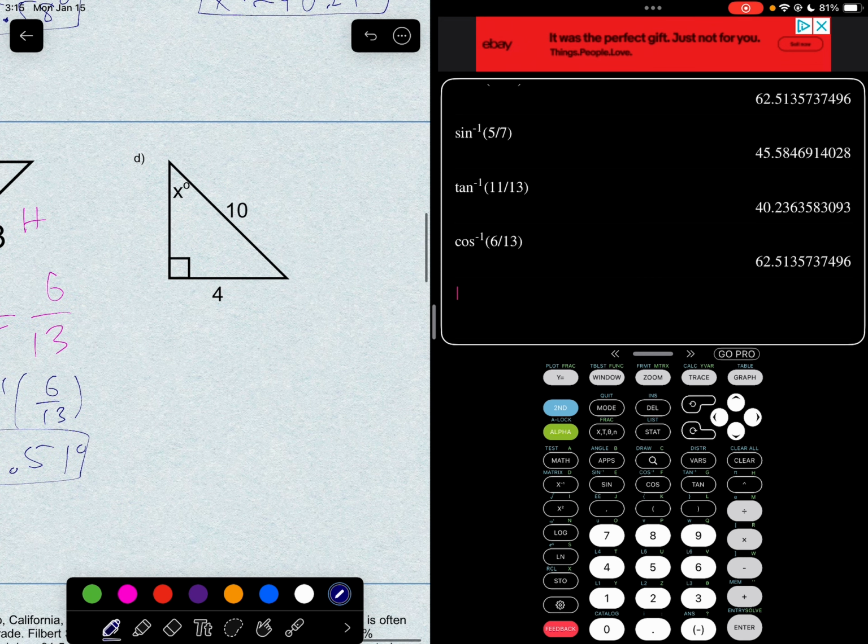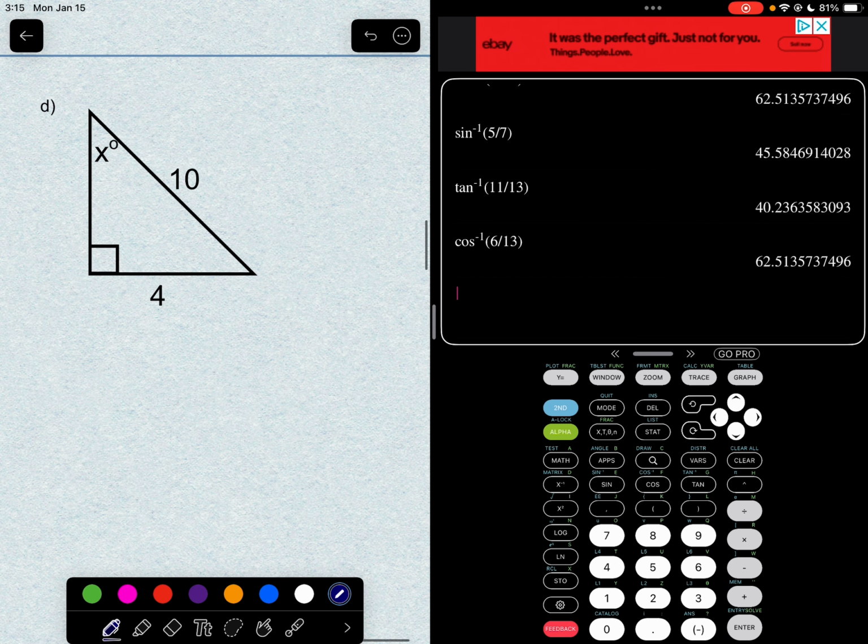One more before we look at some word problems. So letter D, I'm looking at the opposite leg and the hypotenuse. That's going to be sine. So sine of x equals opposite leg over hypotenuse.